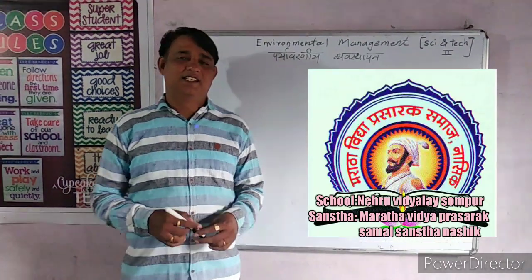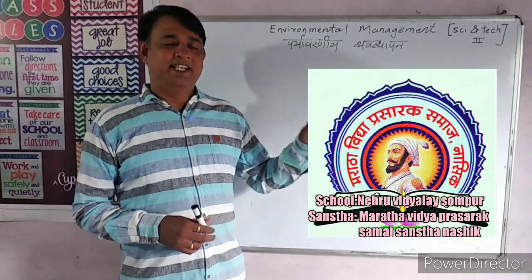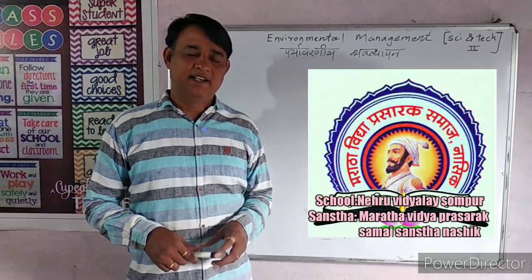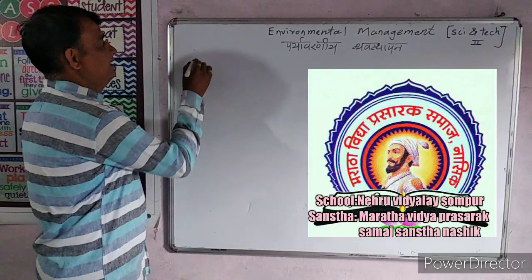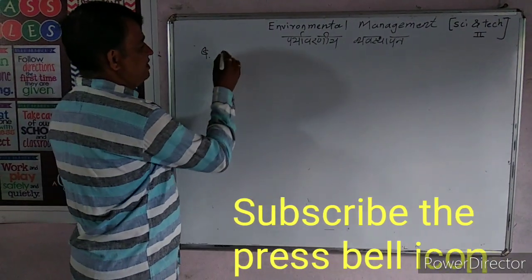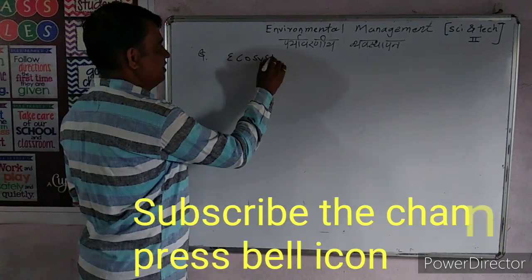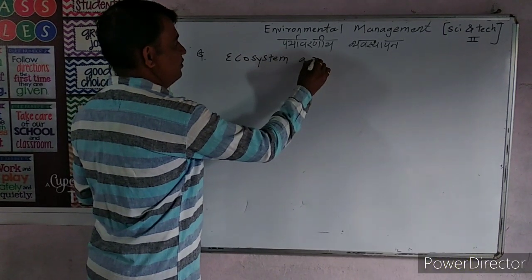Welcome students. This is our fourth chapter of Science and Technology Part 2. The name of the chapter is Environmental Management. Today in this chapter we have to learn the first point, that is ecosystem, a review.